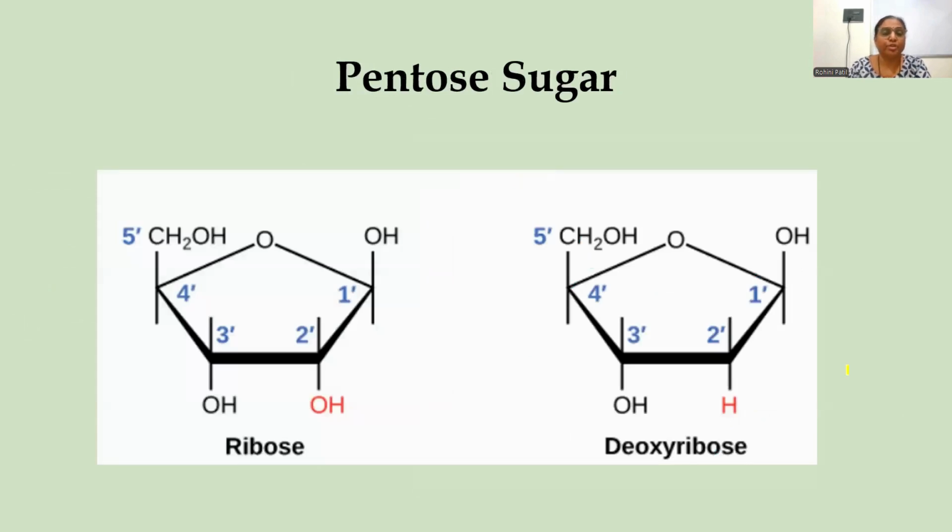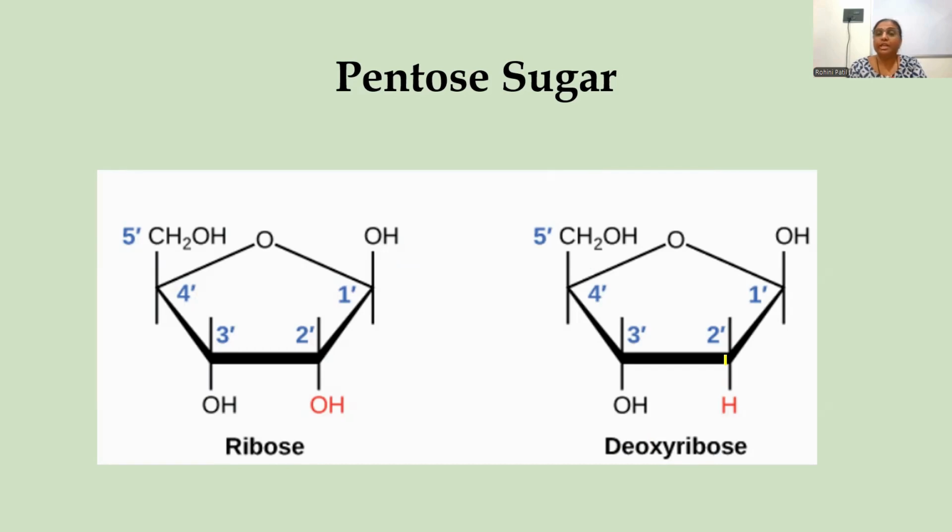Here it is a pentose sugar. Now, the deoxyribose is derived from the ribose sugar. When you look at the ribose sugar, at the second position, there is an OH. And when you look at the deoxyribose sugar, at the second position, there is no OH. That is, there is the removal of O from the second position, that is at the 2'.